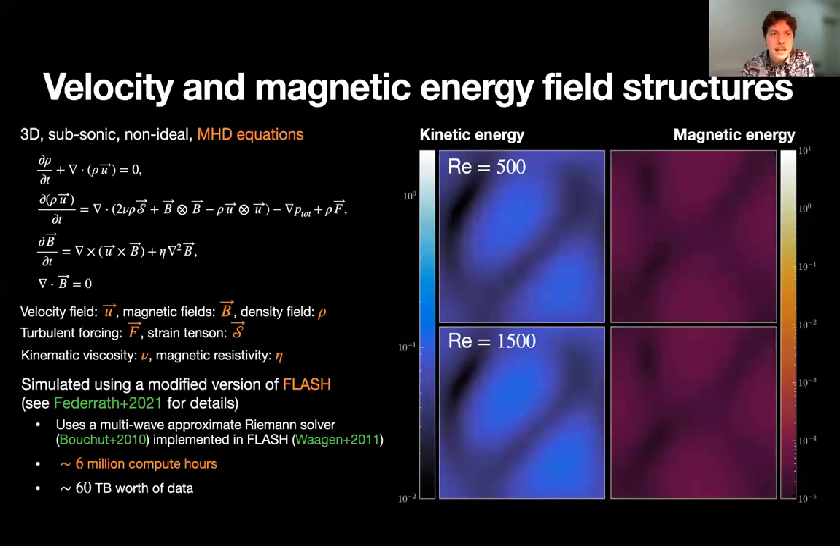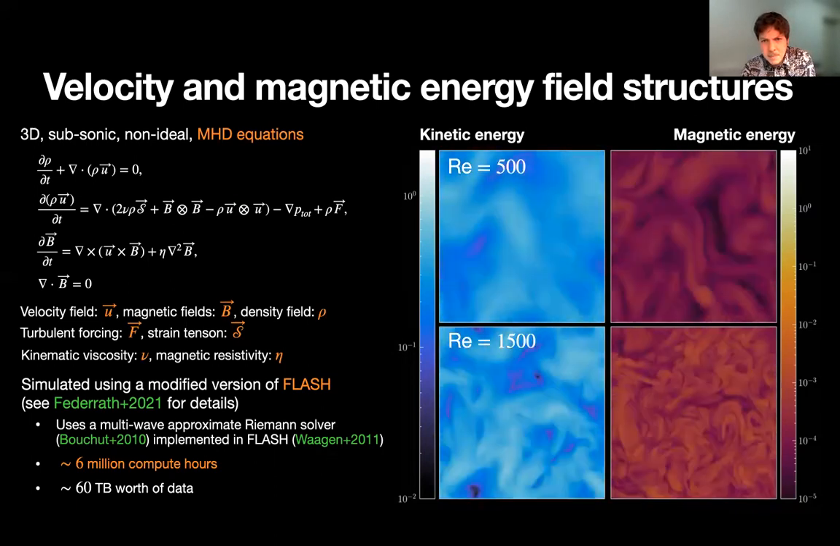We solved 3D non-ideal MHD equations using a modified version of the Flash simulation code, and we ran subsonic simulations probing different parameters in the plasma. We changed the Reynolds number, the magnetic Reynolds number, and the Prandtl number, probing the plasma in order to determine what this principal dependence is. On the right-hand side, I showed two of our simulations. On the top panel, the Reynolds number has been fixed at 500. And on the bottom, we have increased the hydrodynamic Reynolds number to 1500.